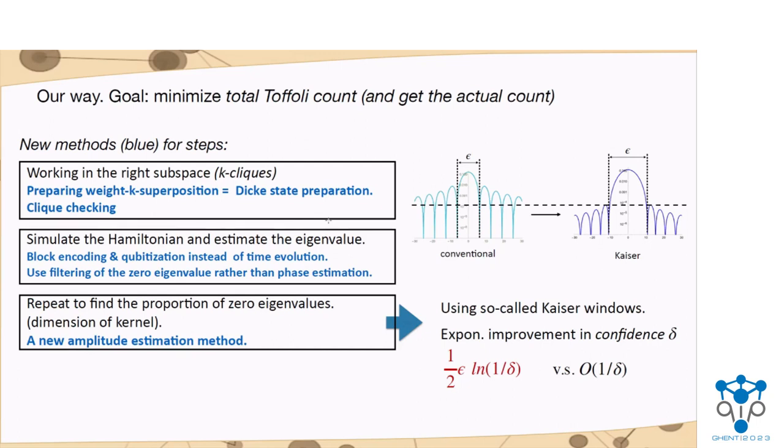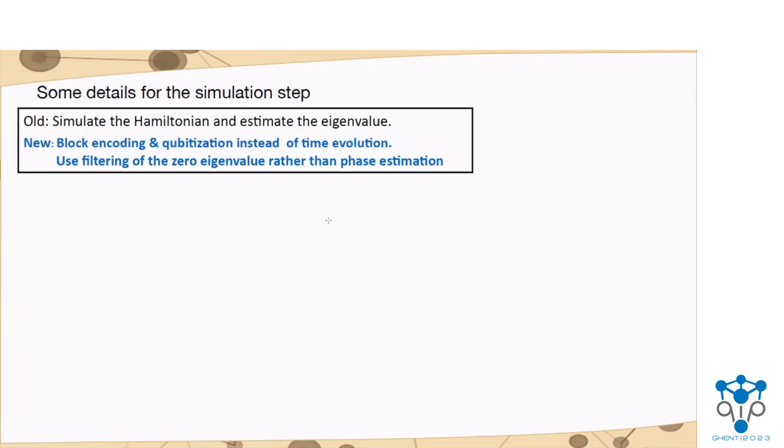So it's somehow linear. But by using something which is known in signal processing as the Kaiser window, which has a slightly wider main lobe, as it's called, we can get slightly lower precision, but an exponentially smaller probability of actually reporting something which is outside. So we get a scaling which goes exactly like this: the natural logarithm of 1 over delta. So that's very useful, reducing our counts. And then finally, the steps which involve the simulation of the Hamiltonian and estimating the eigenvalue.